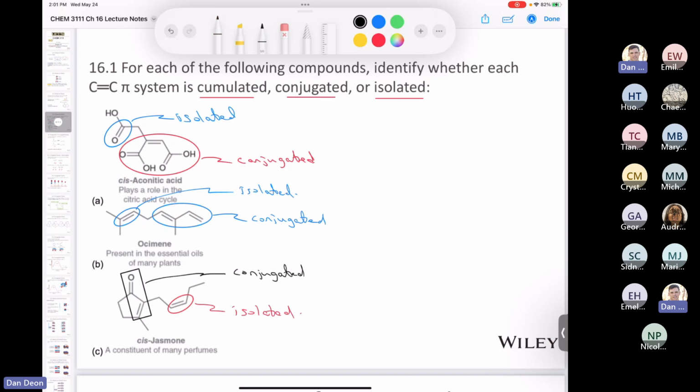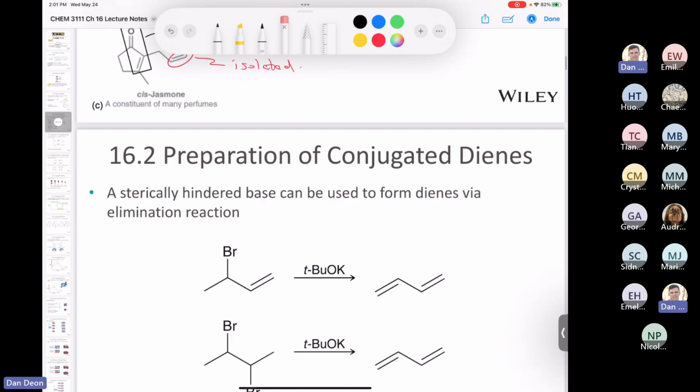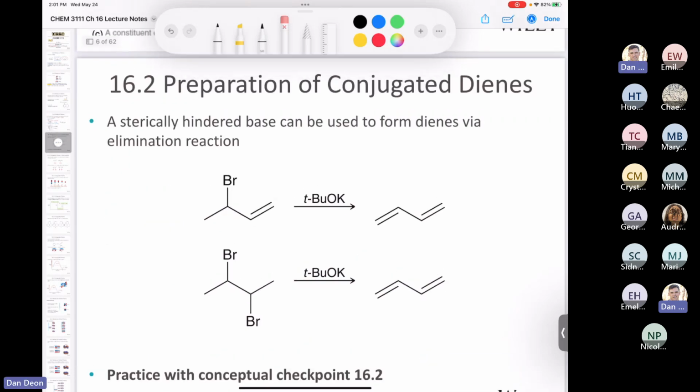All right, well, let's take a look at how would you make a diene, right? Let's say you wanted to make a compound, you know, like 1,3-butadiene. How would you make that? You know, how would you make this compound, right? There's got to be a way to do it. And there's a couple of things you could do. It says here, a sterically hindered base can be used to form dienes via an elimination, right?